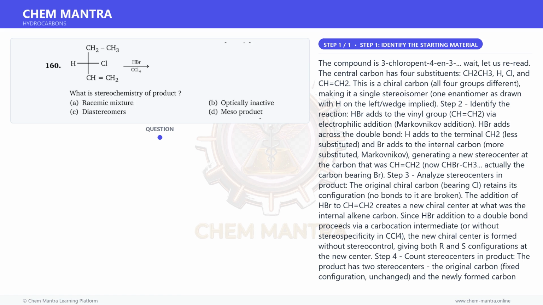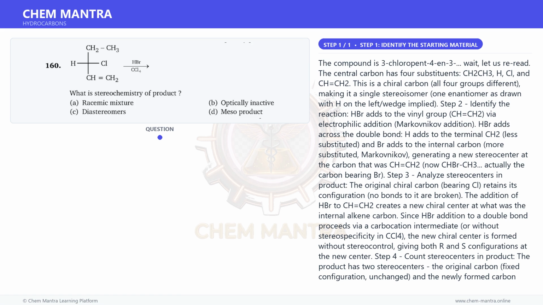Step 4. Count stereocenters in product. The product has 2 stereocenters, the original carbon, fixed configuration, unchanged, and the newly formed carbon from HBr addition, formed as a mixture of R and S. Since the original center has a fixed configuration and the new center is formed as R and S, 2 products are formed that are not mirror images of each other because the other center is fixed. These 2 products are diastereomers of each other.